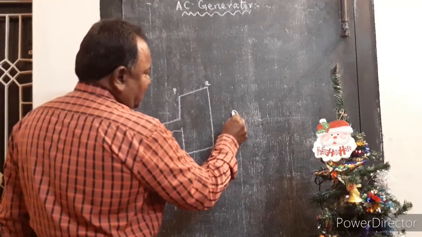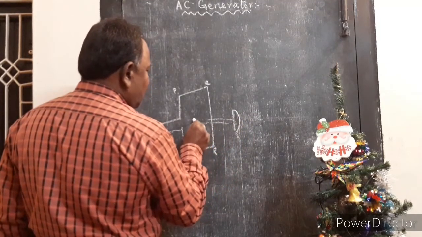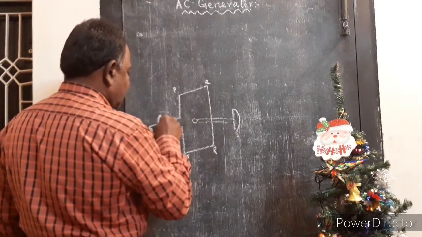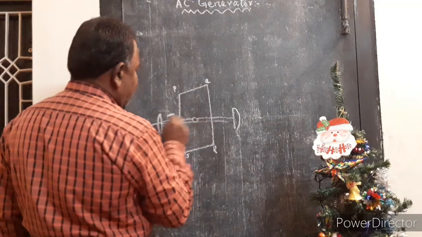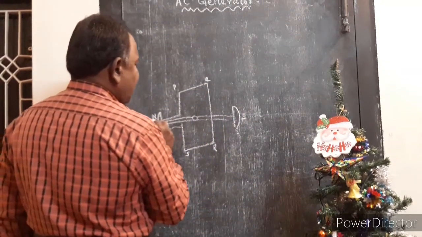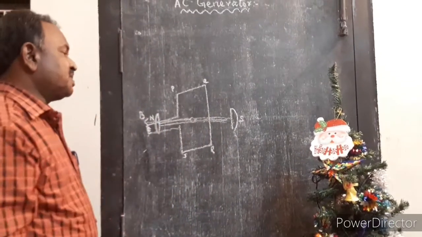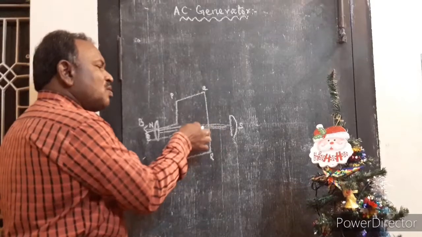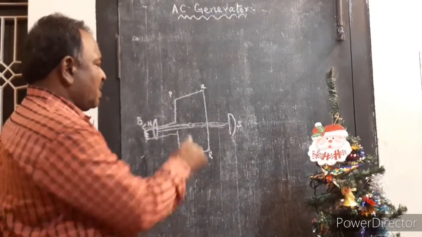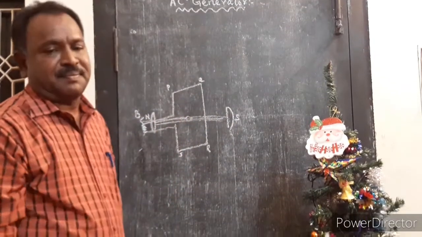Now, here we have a salient pole armature. Initially, let this be the north pole and this the south pole. The magnetic field is acting in this direction, perpendicular to the plane of the coil. So now the plane of the coil and the magnetic field are perpendicular to each other.